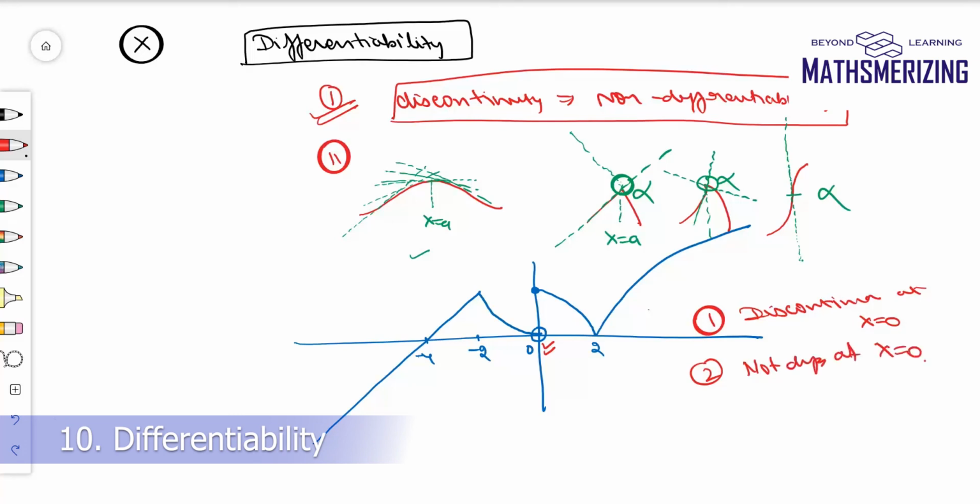Now I see an edge at -2 and +2. Because I see two different tangents at -2 and +2, this function will also not be differentiable at x equals -2 and x equals +2. So this function is discontinuous at x equals 0, and this function is not differentiable at x equals 0, x equals +2 and x equals -2.